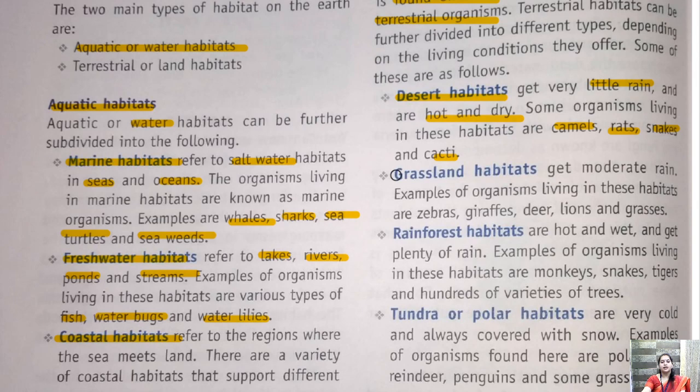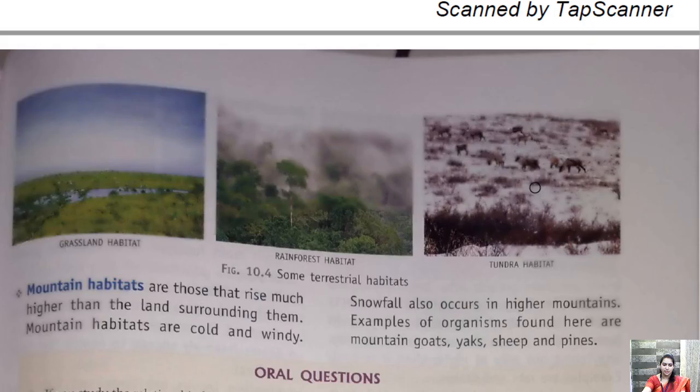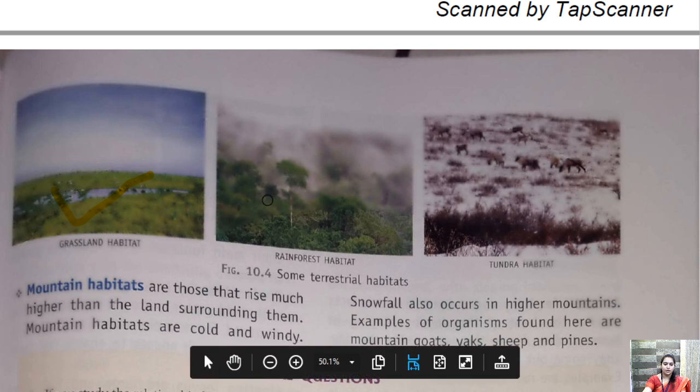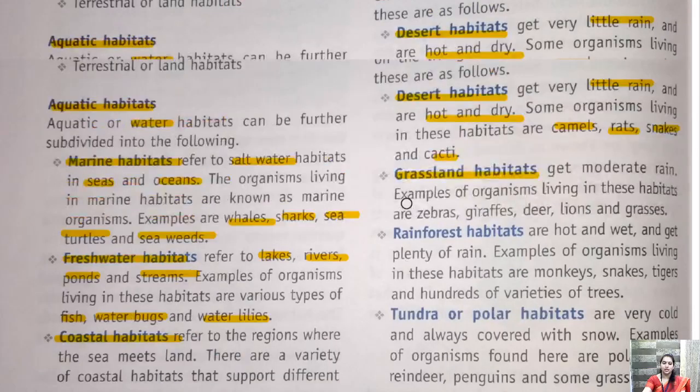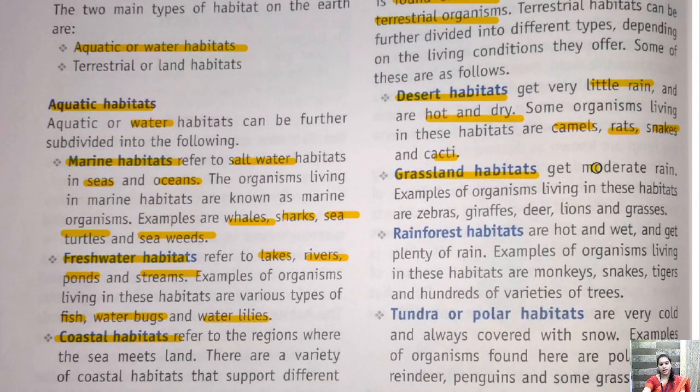All right. Now coming on to a grassland habitat. Grassland habitat basically has only grasses. As you can see in this figure, there are only grasses you can find. Children, my picture is not so clear, you can see in your book. Only grasses are present. And what is the temperature here? Temperature is moderate. They have a moderate rainfall.